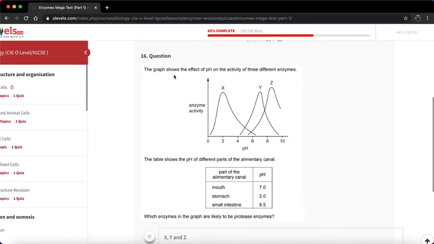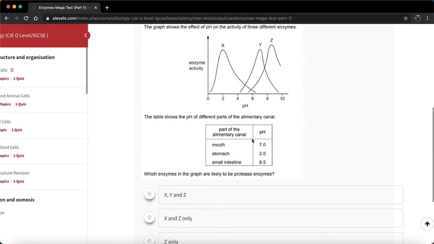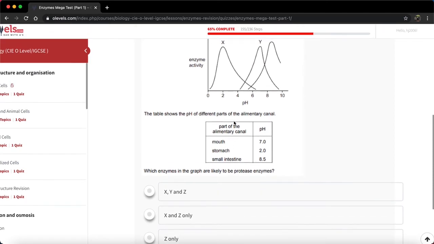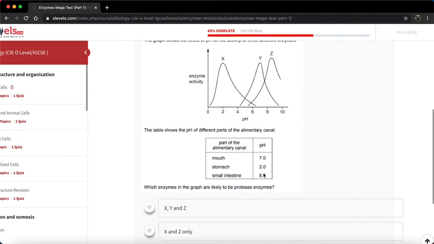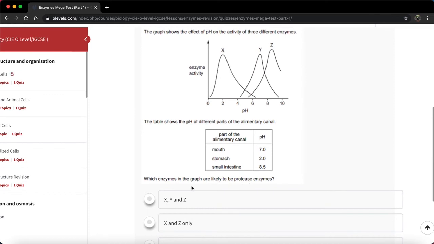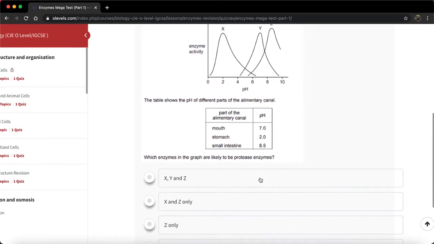Okay. It's saying the parts of the alimentary canal: mouth, stomach, small intestine. Okay, pH 7, 2, and 8.5. Which enzymes in the graph are likely to be protease enzymes? We just studied that in the previous question. We just revised the concept that in the stomach the pH is acidic. So where the enzyme protease is present, we just saw it was in the stomach.